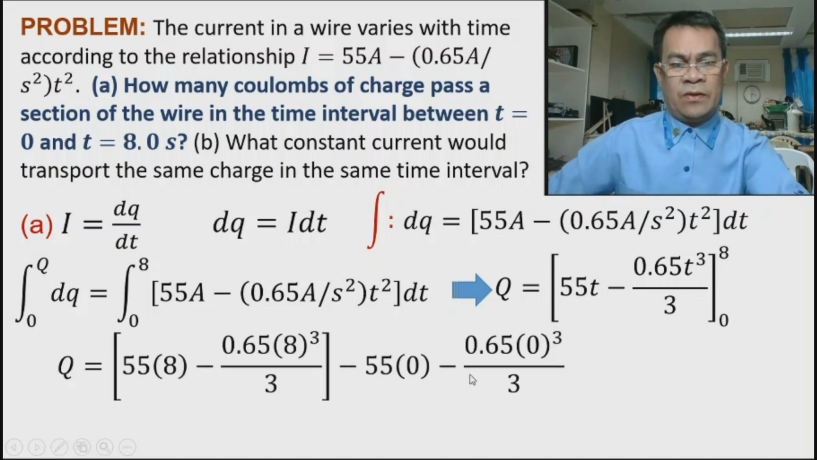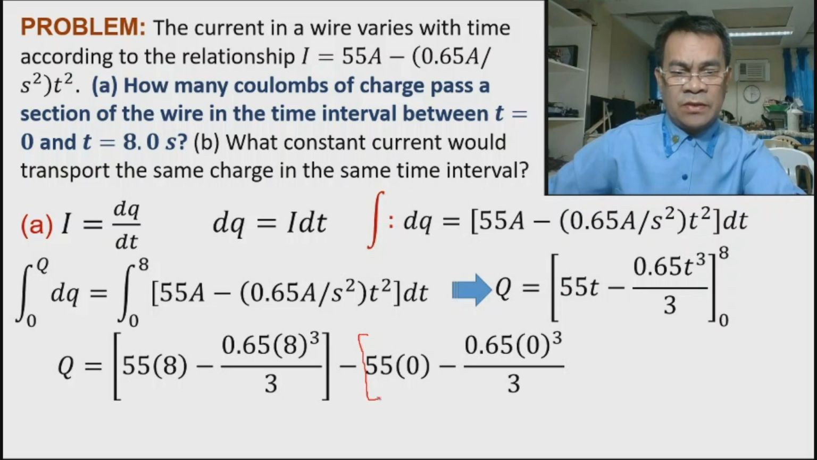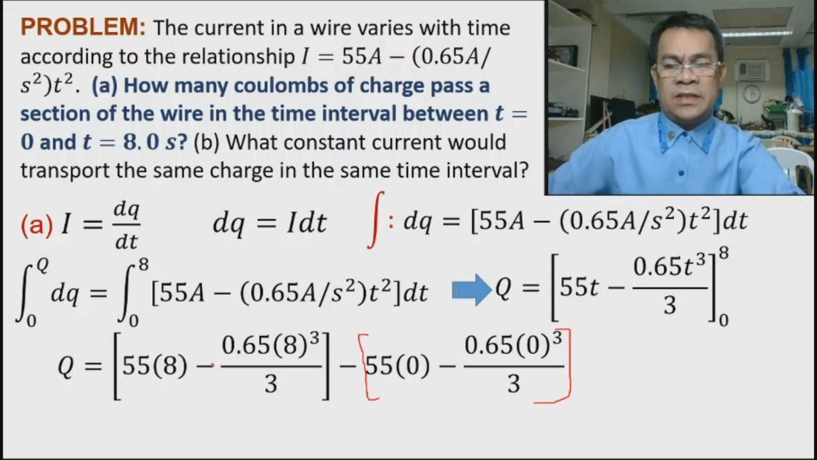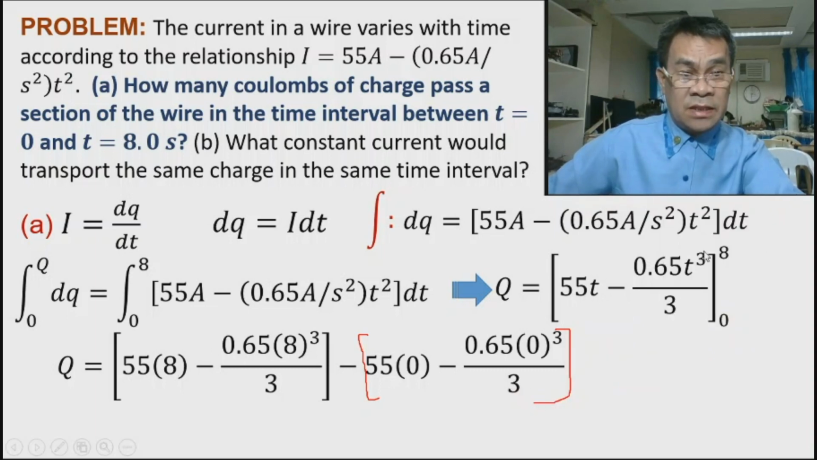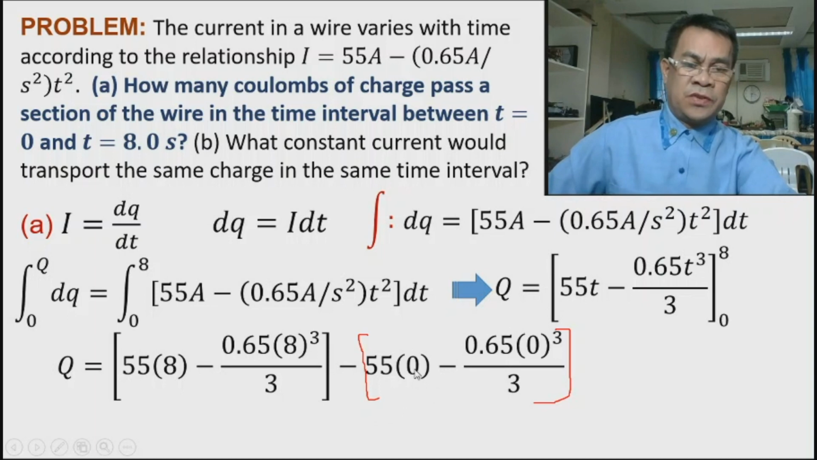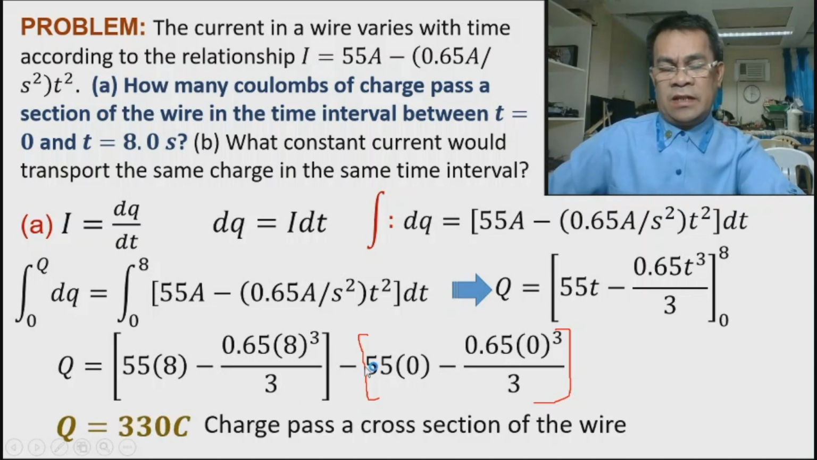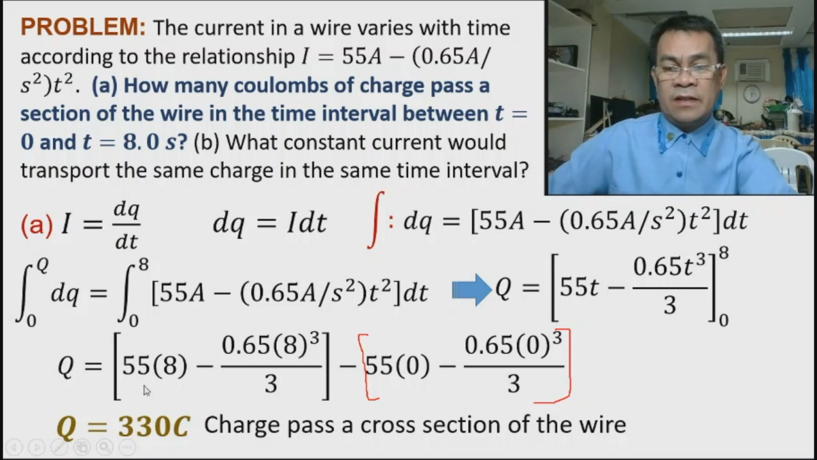So, evaluate the limit. We know already how to evaluate. You have to enclose this one. For the upper limit, substitute 8 for t, so replace 8 here, then minus, replace 0. The whole term in the subtrahend is equal to 0. So evaluate again, and the answer is 330 coulombs. This is the charge that passes a cross section of the wire. The question, how many coulombs? The answer is 330 coulombs.